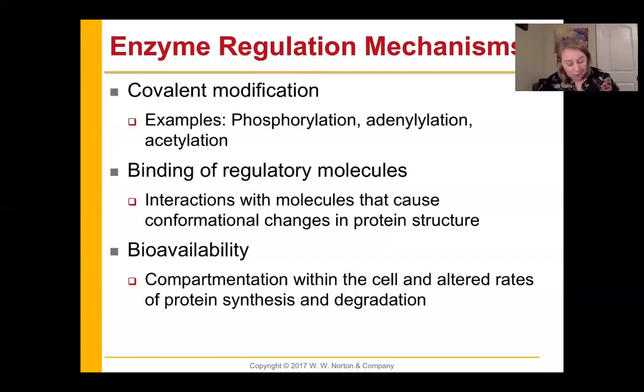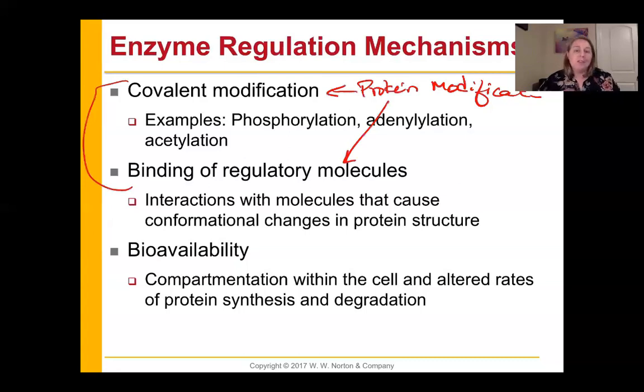So both of these are examples of protein modification. One, you're covalently modifying, and the other, you're changing the conformation due to binding of regulatory molecules. Both are very, very common. The last one is where you actually sequester. So you compartmentalize the enzymes within the cell. And so by sequestering them, you can alter the rate of either synthesis or degradation of the proteins. And so that's another way to regulate.